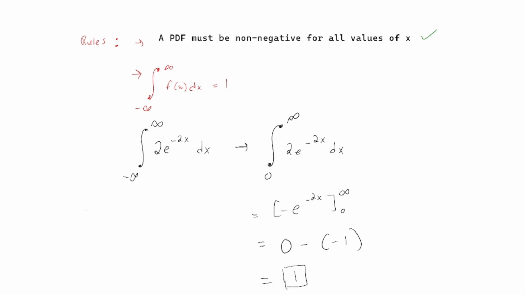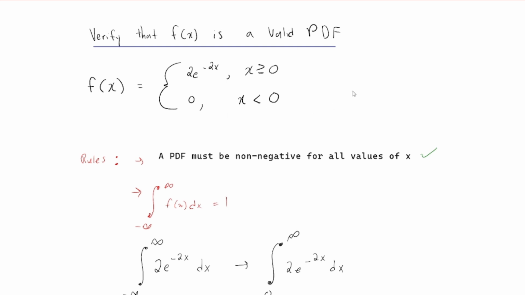So therefore, we have verified that this is actually a valid probability density function because both of these rules apply to this function. Remember, a PDF must be non-negative for all values of x, and when we integrate it from negative infinity to infinity, we are going to get 1.